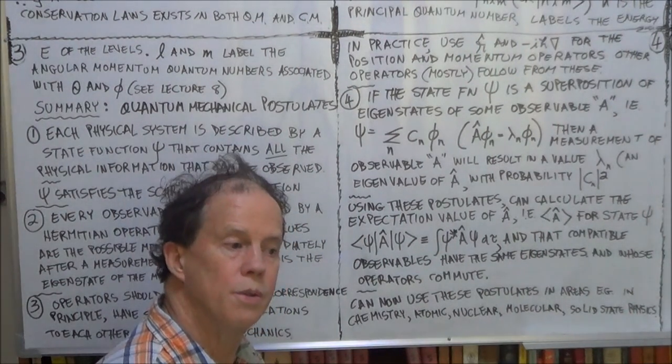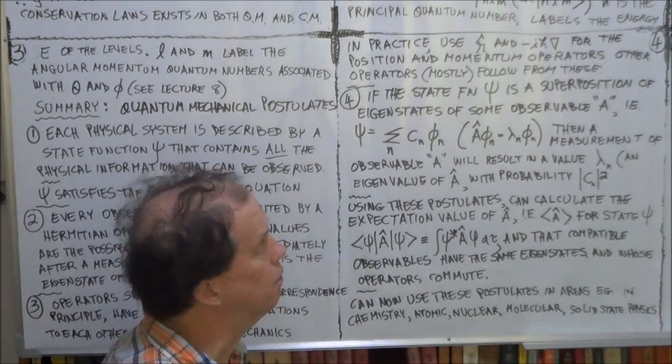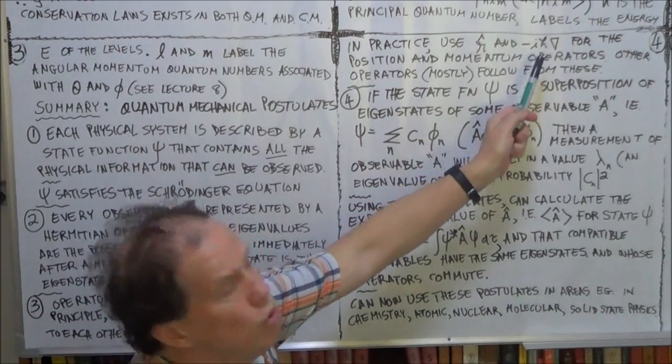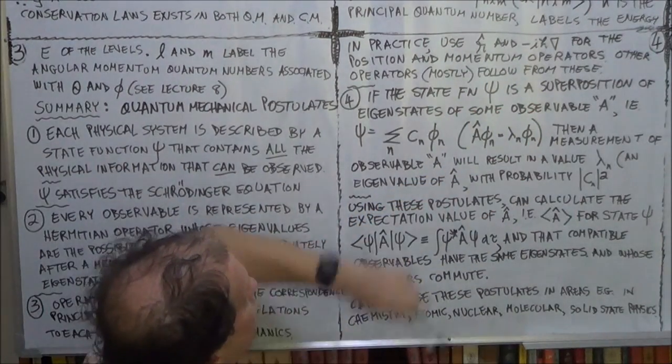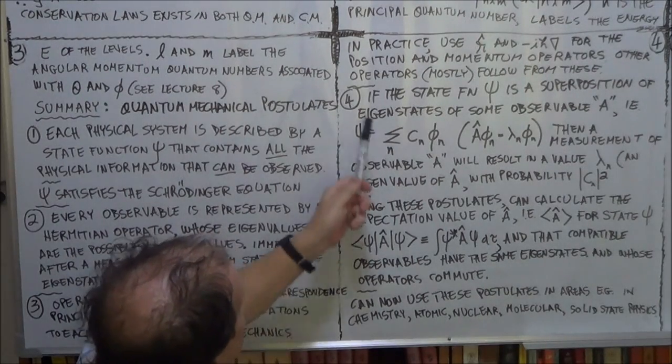Operators get used to derive other quantum mechanical operators. So, actually, that's new. You haven't heard that before. It doesn't really belong to a summary. Okay. Now the fourth one.